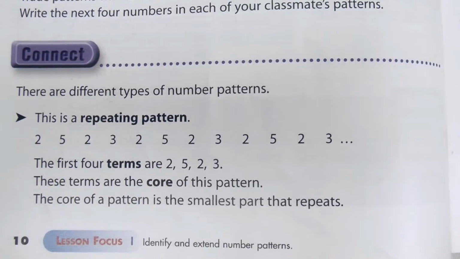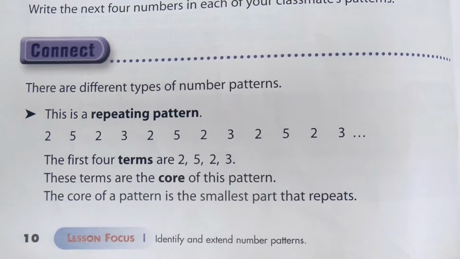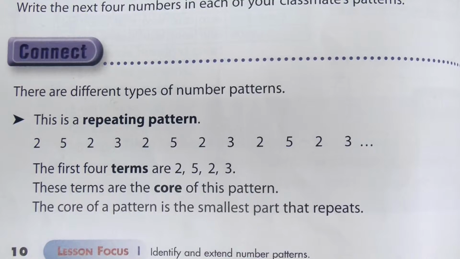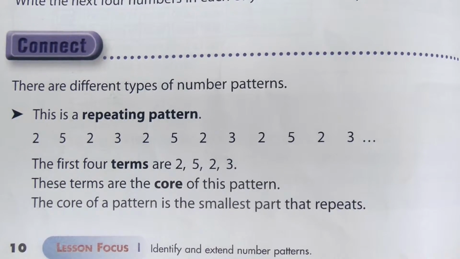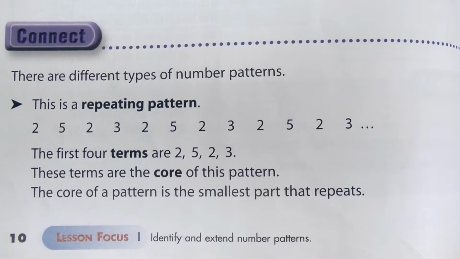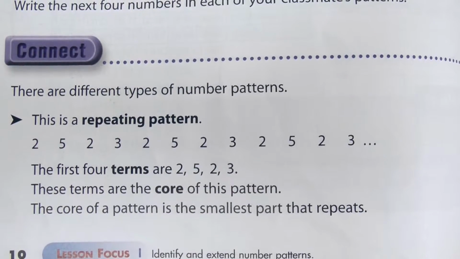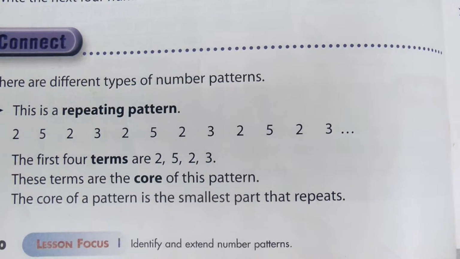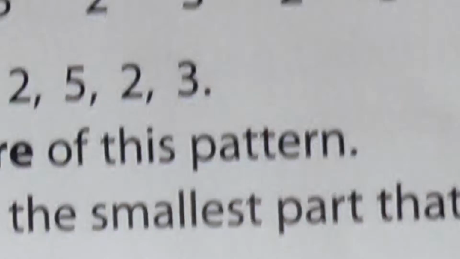Next thing you need to know for the test are the different kinds of number patterns. We will look at 4 of them. The first is a repeating pattern. A repeating pattern has a sequence of numbers or letters that repeat themselves. The first 4 terms, 2, 5, 2, 3, are called the core. The core of a pattern is the smallest part that repeats.